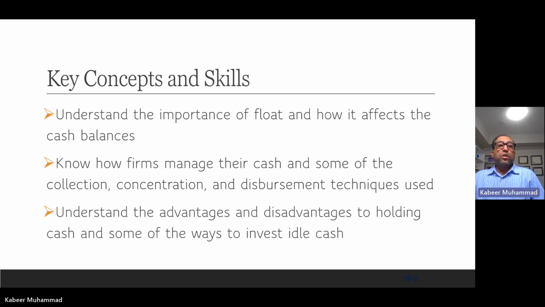Know how firms manage their cash, and some of the collection, concentration and disbursement techniques used in order to increase or decrease these float times.